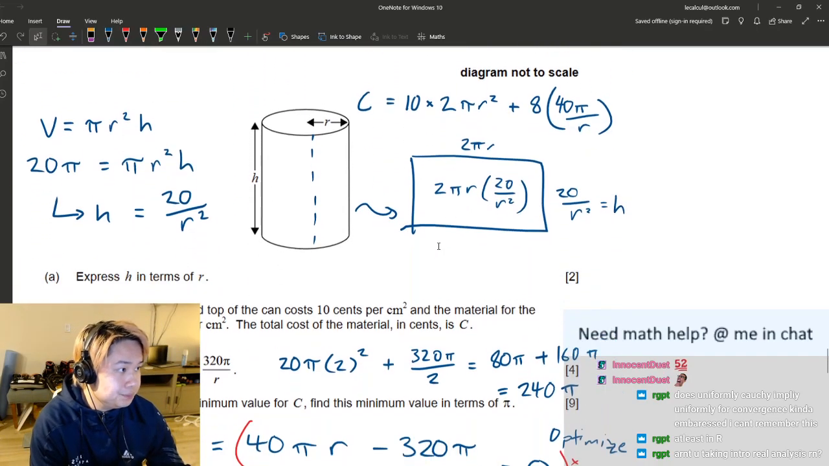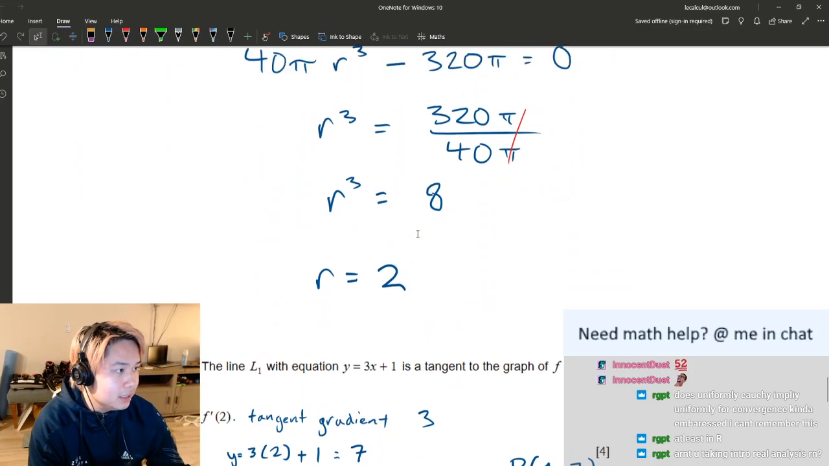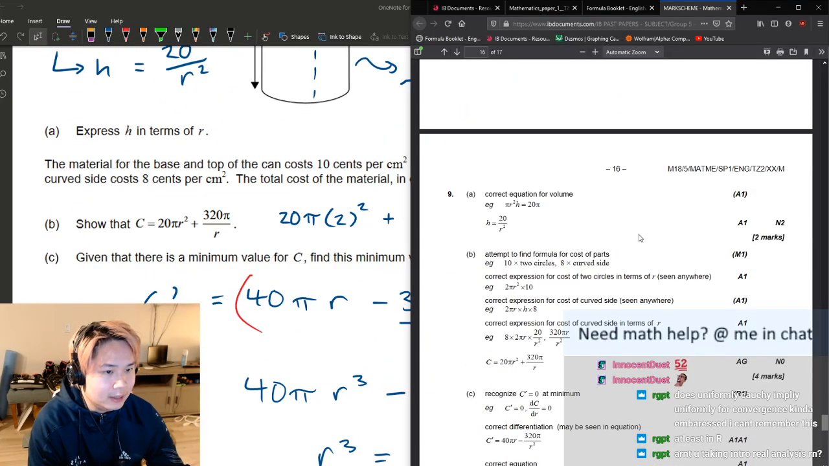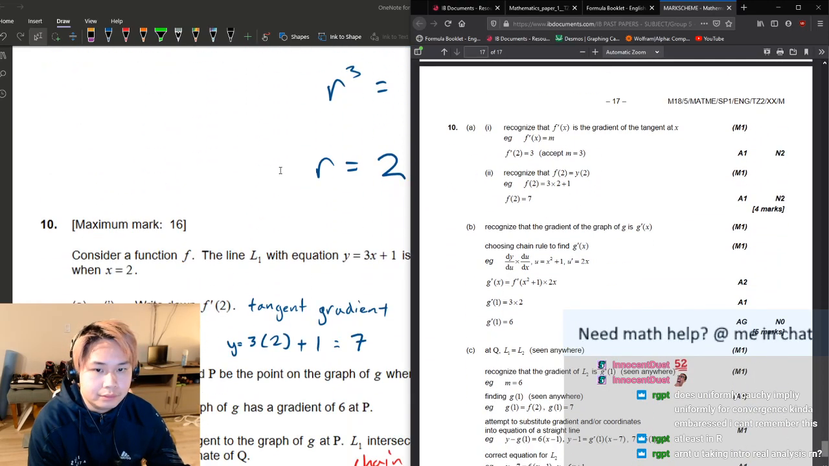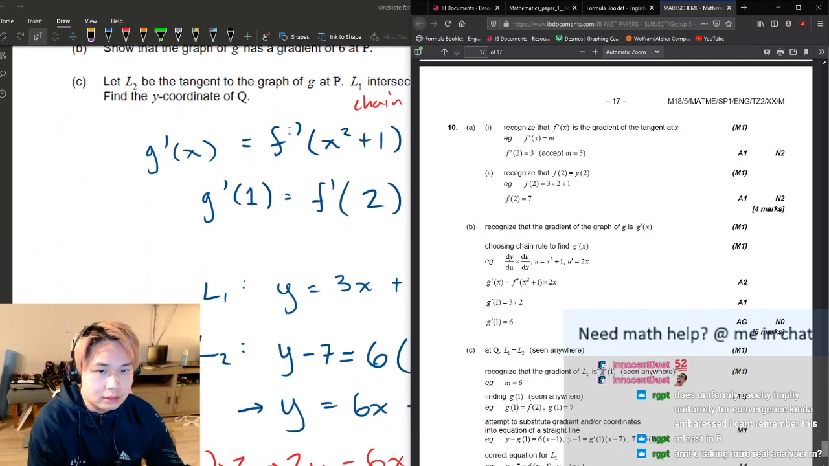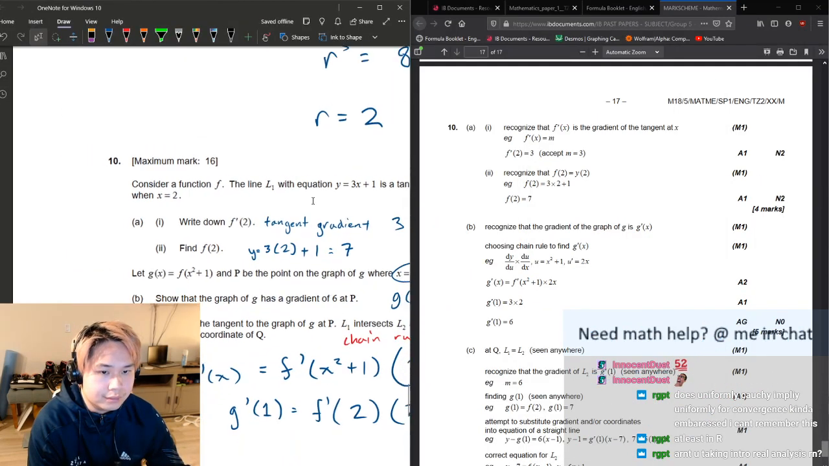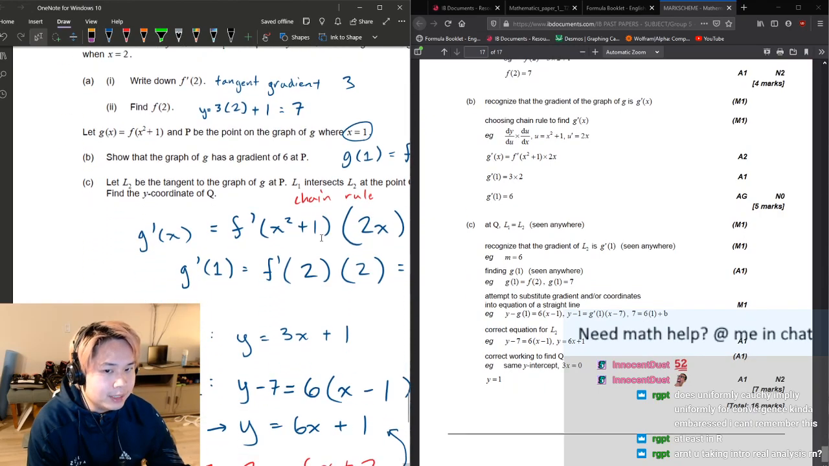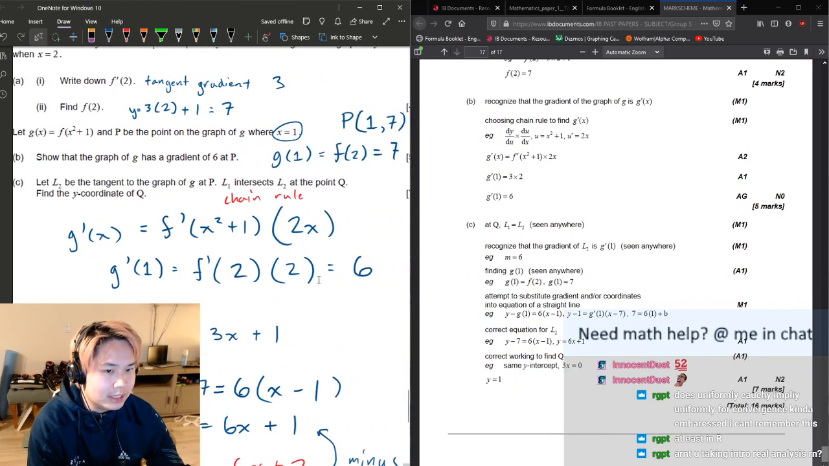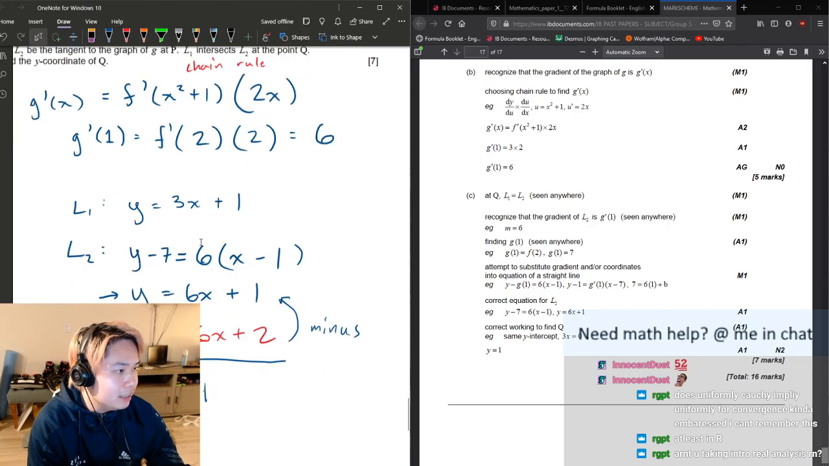Ugh, geez. Okay. Showed this, showed that, so this is all showing stuff. The radius is 2, which leads to 240 pi. So right there, 240 pi. And then last one. So tangent gradient of 3, which is 3 right here. F of 2 is 7, which is right here. Blah blah blah chain rule. G prime of 1 should be 6. Oh yeah, that was a showing question, so I showed it. And then blah blah blah. Y value is 1.